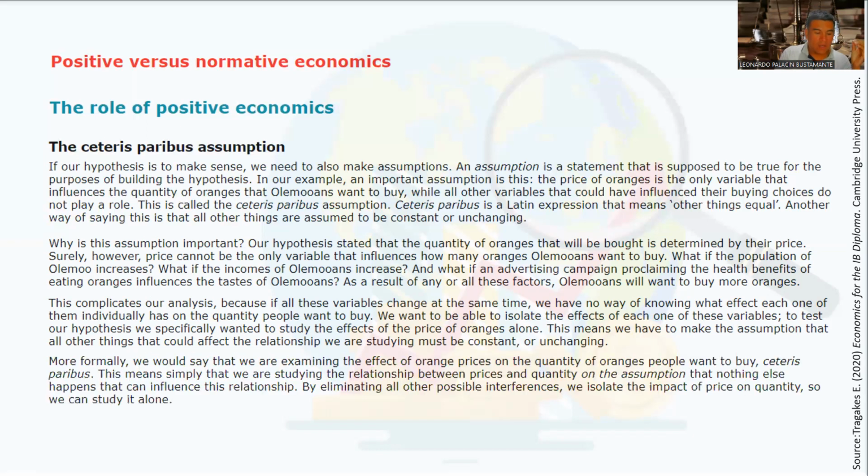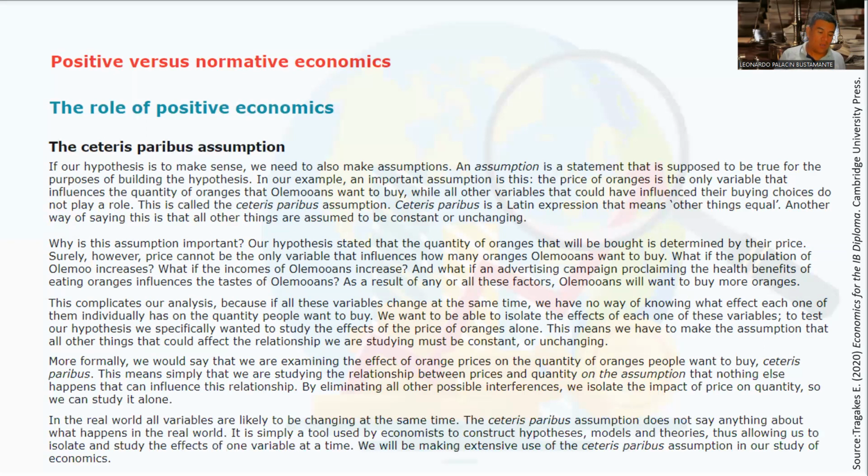So more formally, we would say that we are examining the effect of orange prices on the quantity of oranges people want to buy, ceteris paribus. This means simply that we are studying the relationship between prices and quantity on the assumption that nothing else happens that can influence this relationship. I've already said that. So by eliminating all other possible interferences, we isolate the impact of price on quantity so we can study it alone.